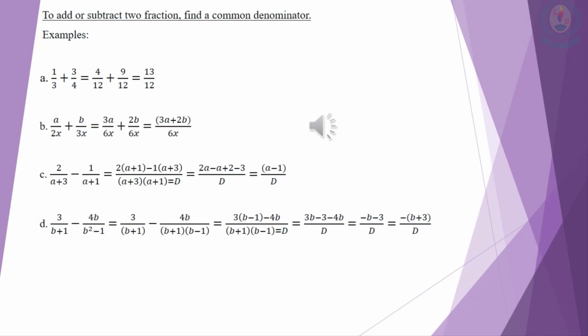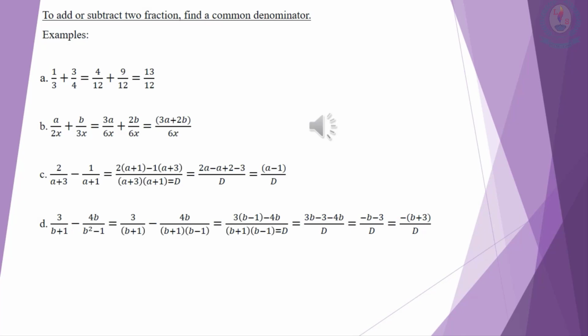Part B, a over 2x plus b over 3x, which is equal to 3a over 6x, multiplying up and down by 3, plus 2b over 6x, multiplying up and down by 2, which gives you 3a plus 2b divided by 6x, where 6x is the common denominator.